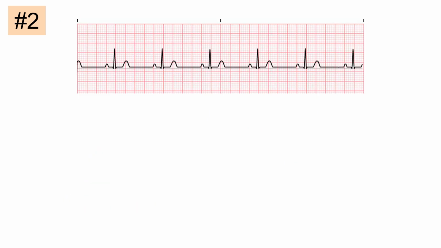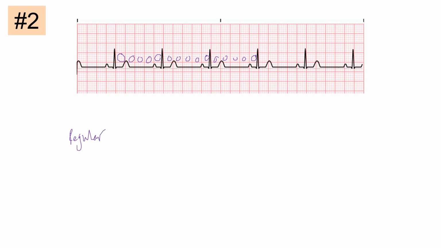Number 2. First we're going to determine whether this is a regular or irregular rhythm. Again, I can see with my eyes that it is very regular, but if we wanted to, we could count these boxes. So let's count them. 1, 2, 3, 4, and almost a fifth one. 1, 2, 3, 4, again almost a fifth one. 1, 2, 3, 4, almost a fifth one. So this is a regular rhythm.